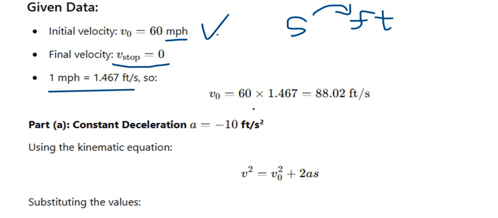When we do that, our conversion factor is that every 1 mile per hour is 1.467 feet per second. Now I have 60 of them, so that is 60 times 1.467. We convert it and we get 88.02 feet per second. So this is what we get, and we will be using the initial velocity in feet per second.